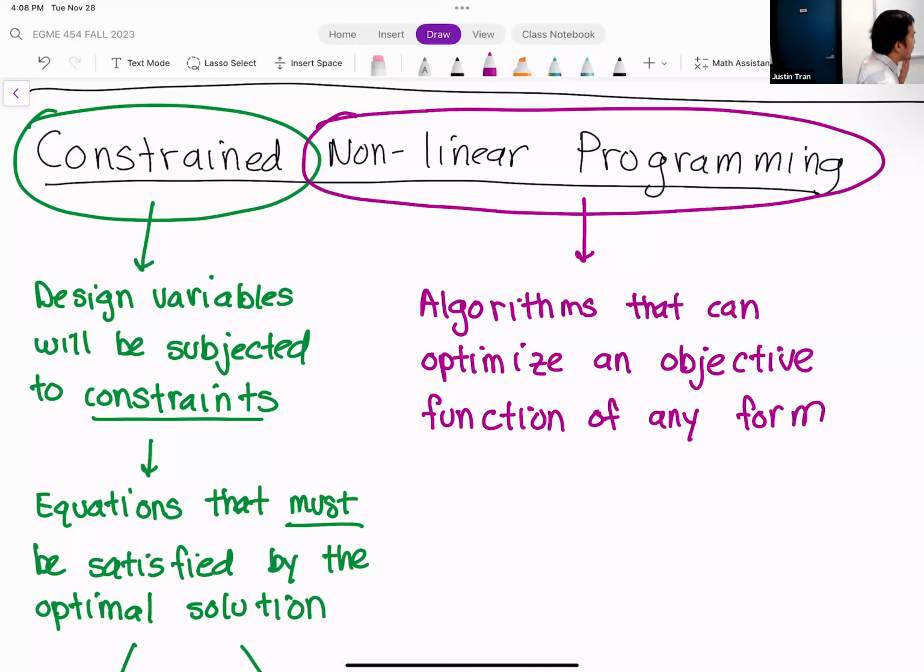This is opposed to the techniques that we learned in the first midterm, where we either had to take derivatives or we had to rely on the fact that our objective function was linear. In nonlinear programming, we make no such assumptions, so we can optimize any function that we want. The key feature of all these algorithms is that we only rely on function evaluations.